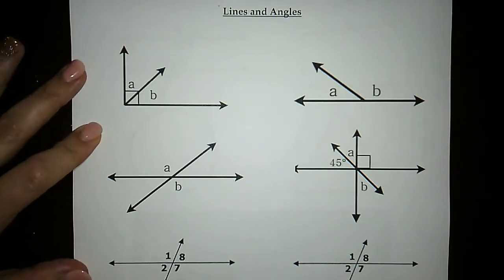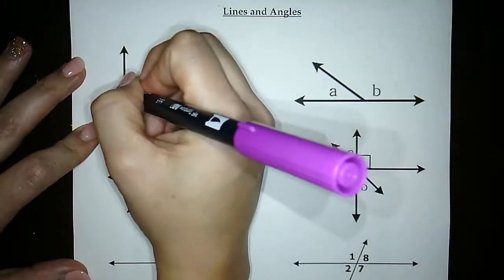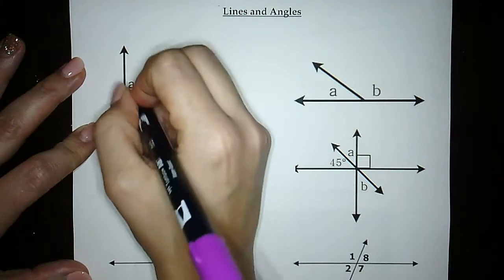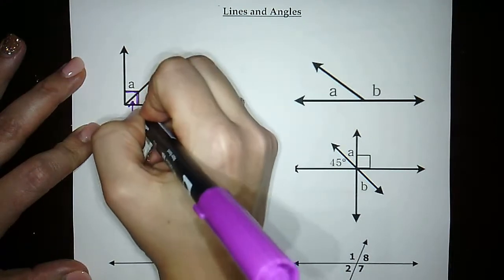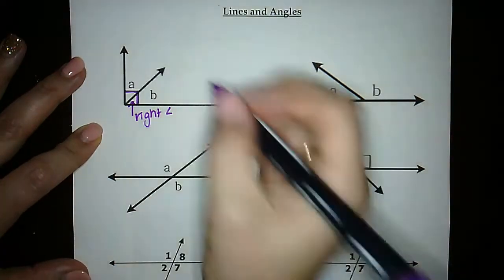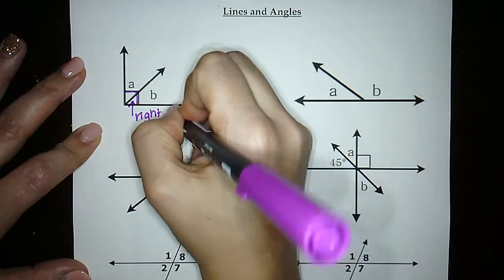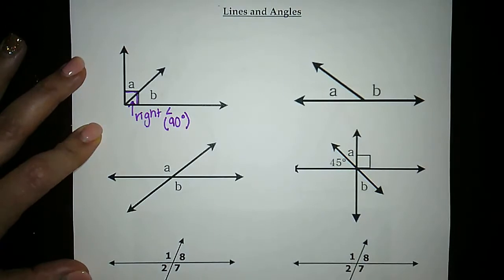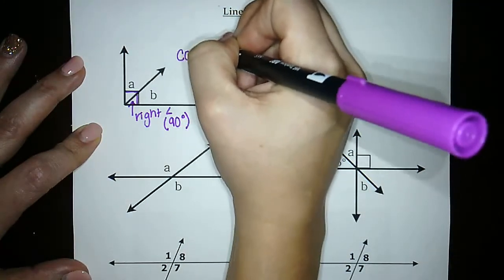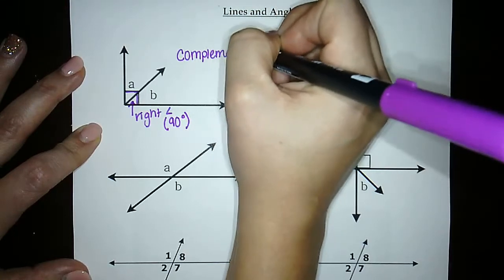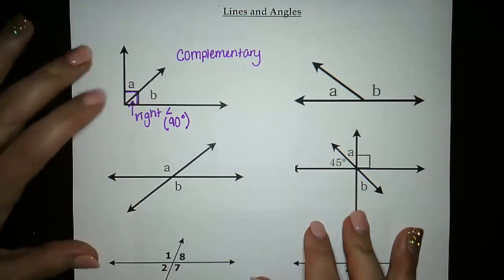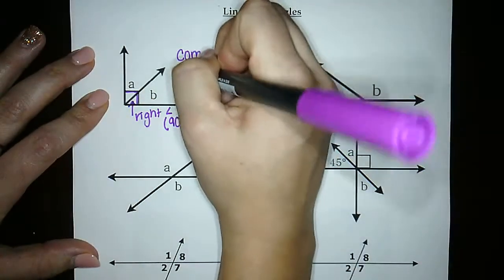Let's look at different properties. Remember, if I have a square, this means that it's a right angle. That's what that box means. And right angles are 90 degrees. The word for this is complementary. So these are complementary angles. A and B add to equal 90 degrees.